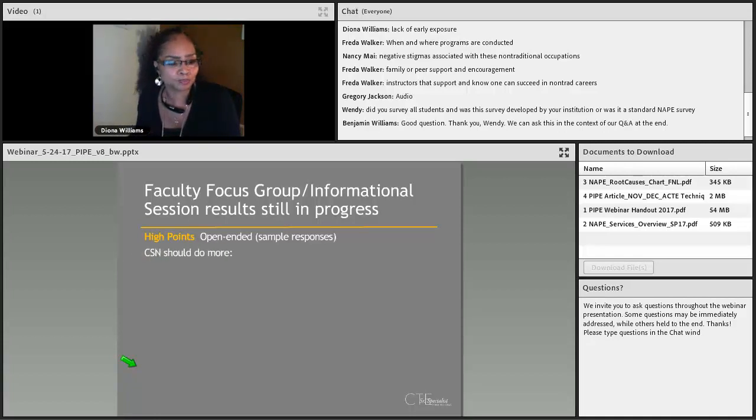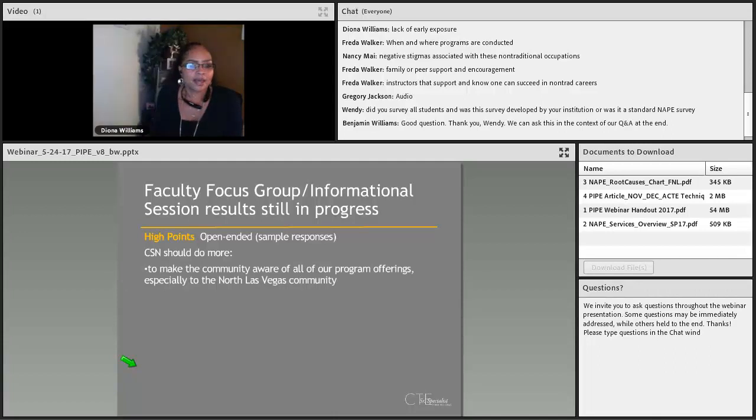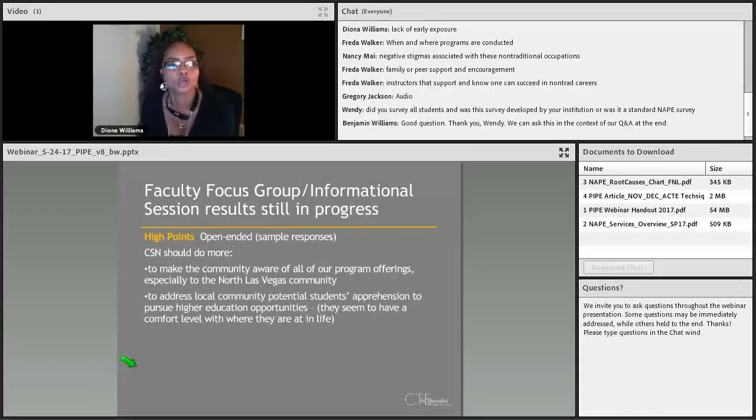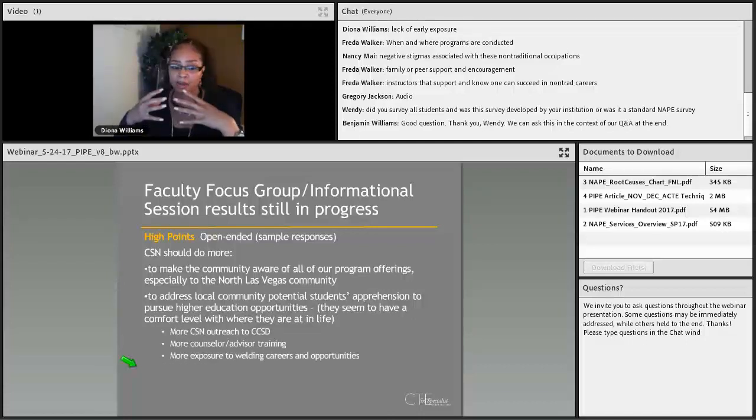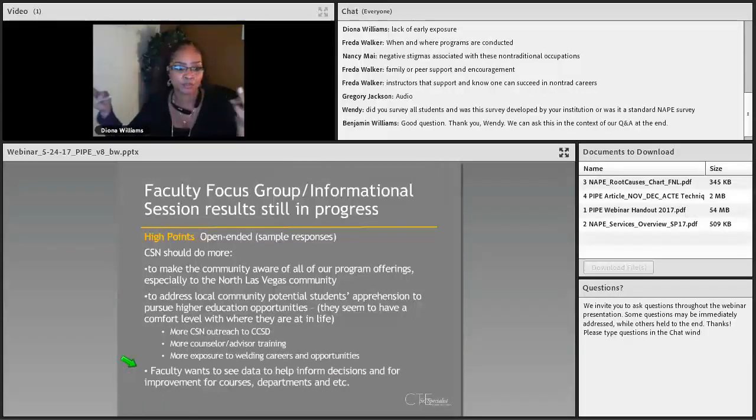But just for the sake of time, I just wanted to share some of the things that they said that they would like to see, maybe potential solutions to initially identify and help identify areas that we can close those equity gaps. So one of the things that they said is that we need to, as an institution, make the community more aware about our program offerings, especially we have 3 campuses, at our North Las Vegas campus, where our engineering technology and our computer information technology programs are housed. And because the community is not, in their opinion, aware of all of the different wonderful program offerings that we have, they're not able to share that with potential incoming students.